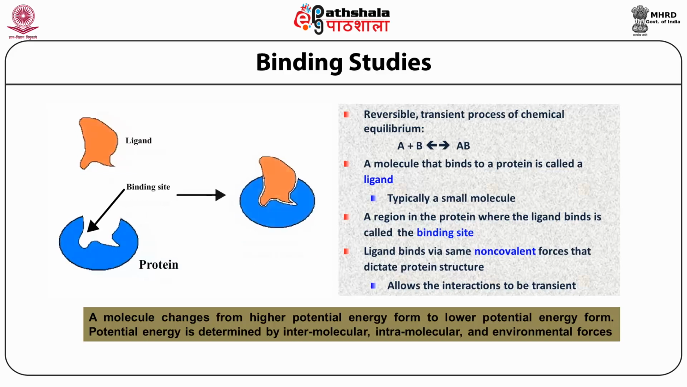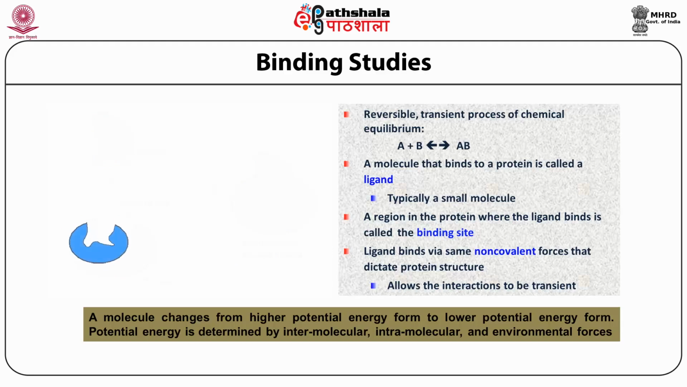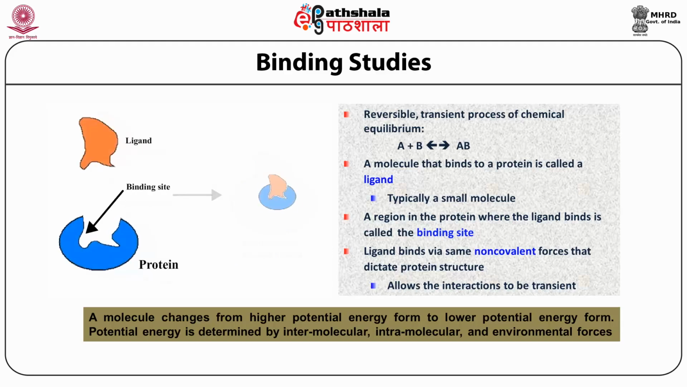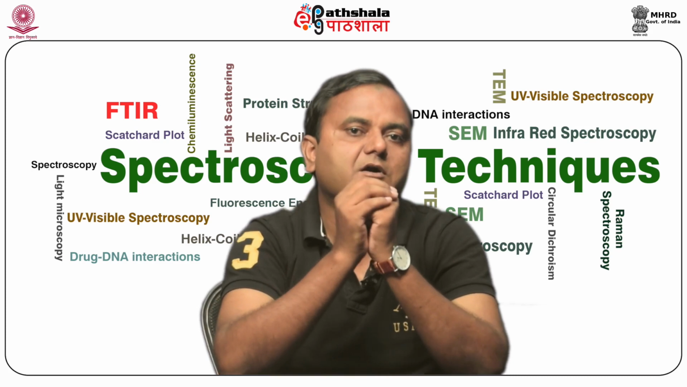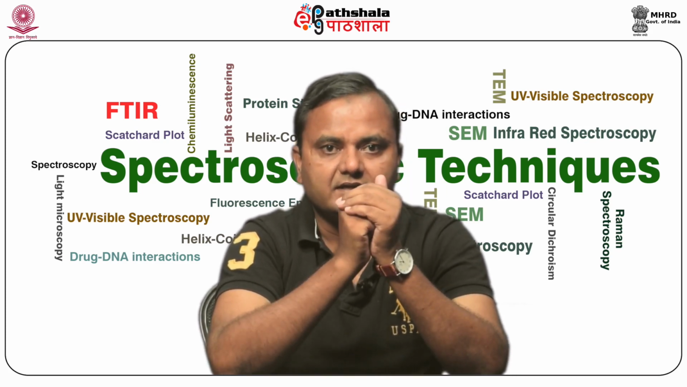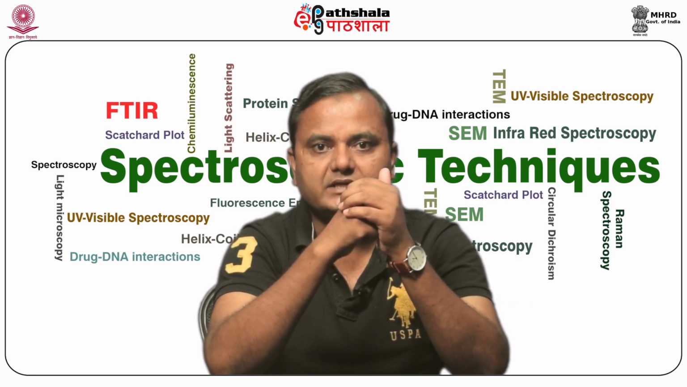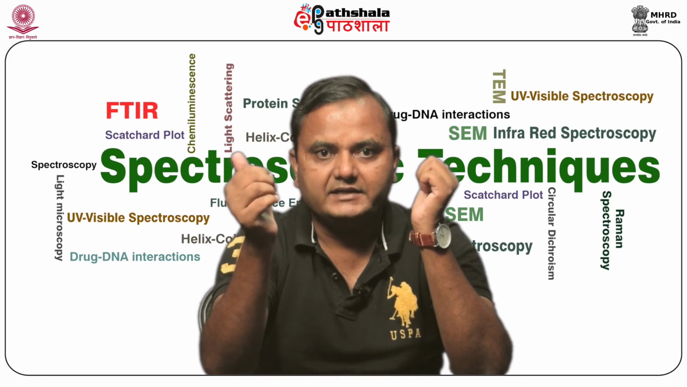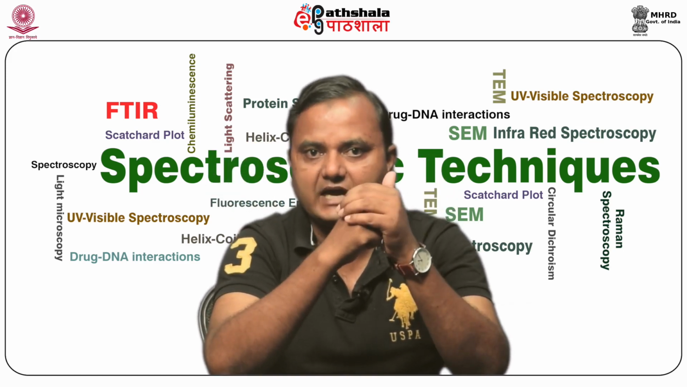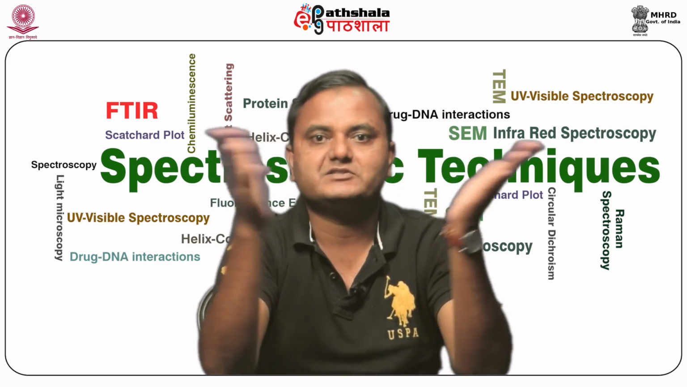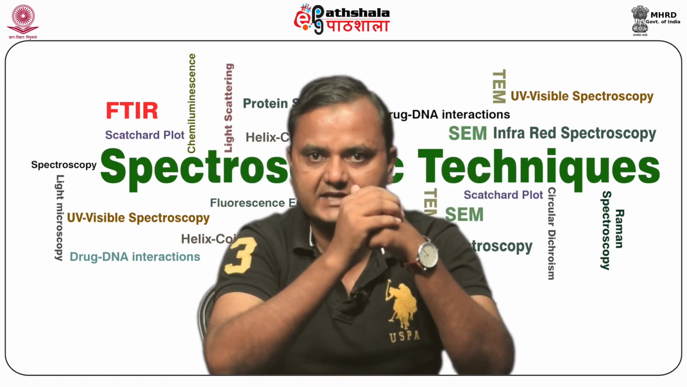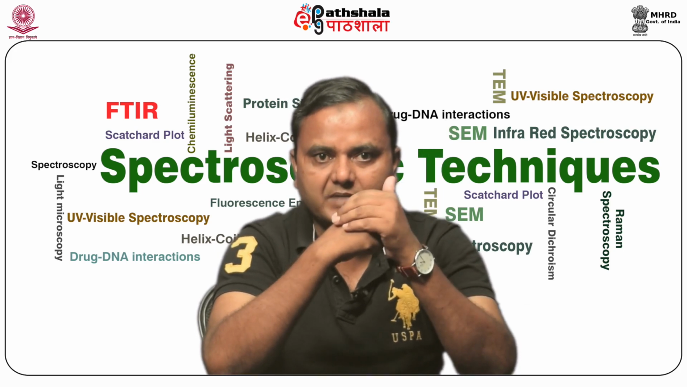A molecule changes from a higher potential energy form to a lower potential energy form, and potential energy can be determined by intermolecular, intramolecular and environmental forces. Now we talk about ligand receptor binding. Ligand binding is the interaction that occurs between two molecules, such as protein and ligand, as well as the degree of the affinity, either weak, strong, or there is no connection between the binding affinity and the binding site for which the reactants bind together.